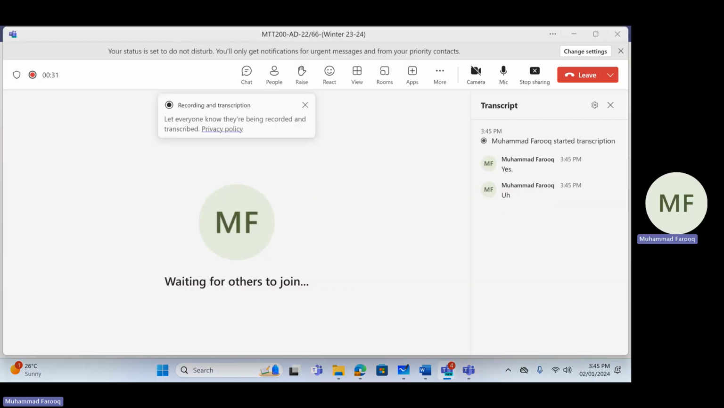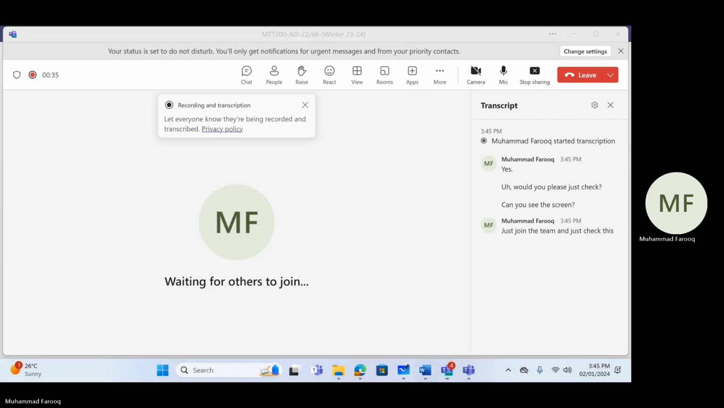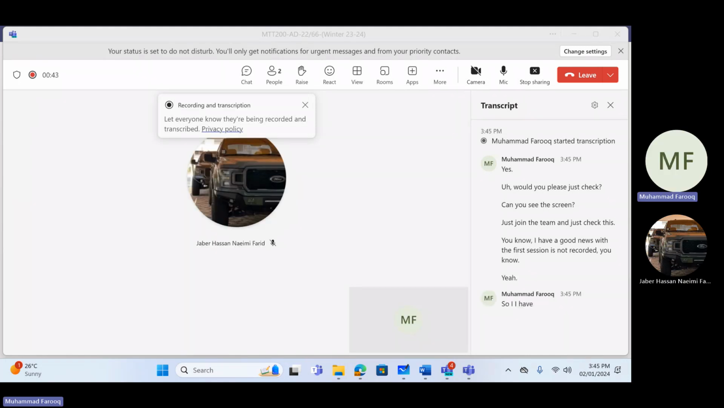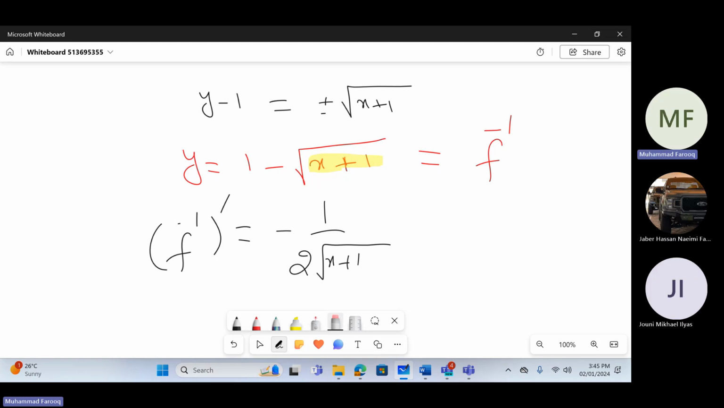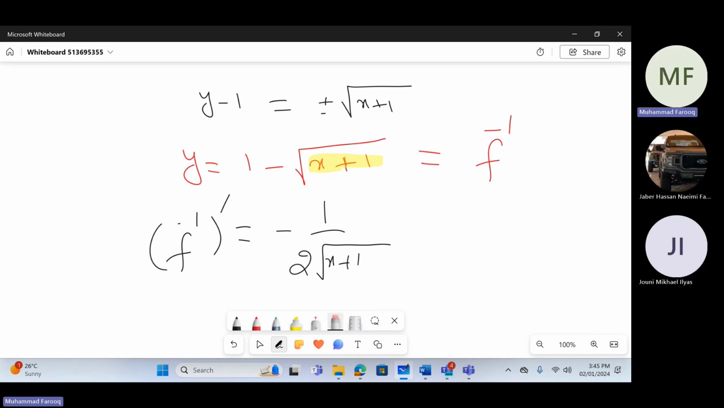Would you please just check? Can you see the screen? Just join the team and just check, please. You know, I have good news with you. The first session is not recorded, you know. That's why I have to confirm things. Okay, good. Okay, you can see the screen as well, huh? Yeah, that's why I just confirmed. Now it's recording now. Okay.